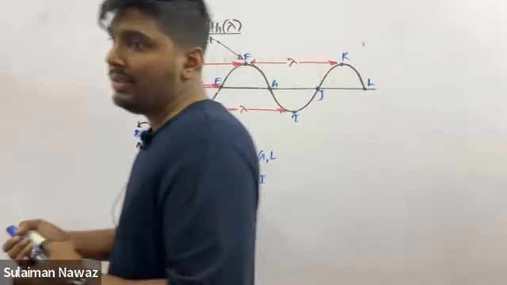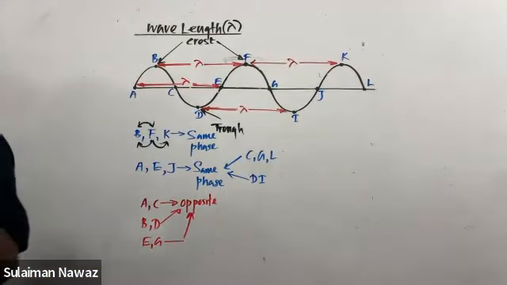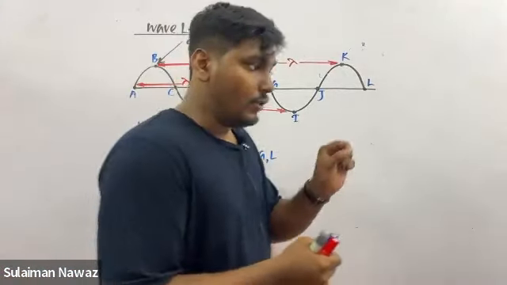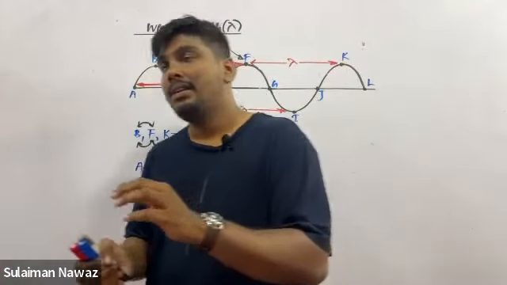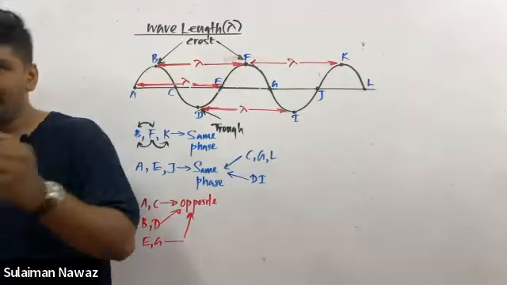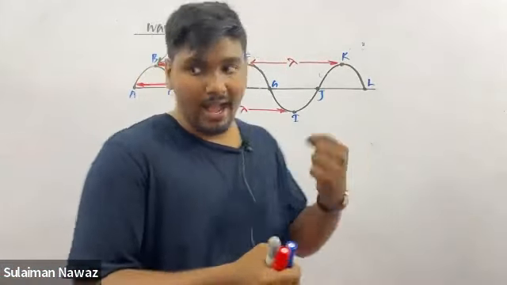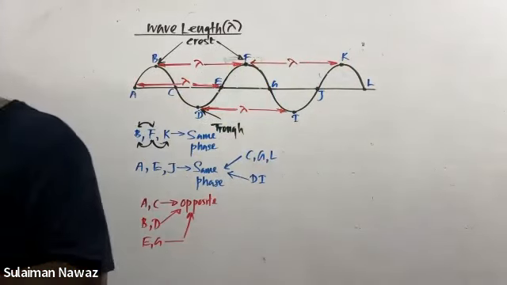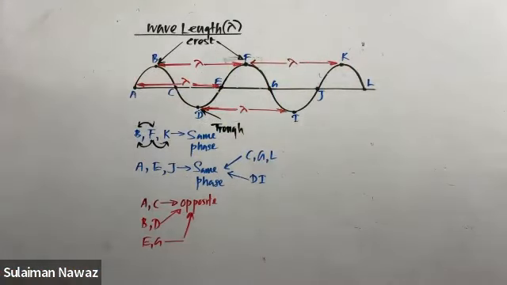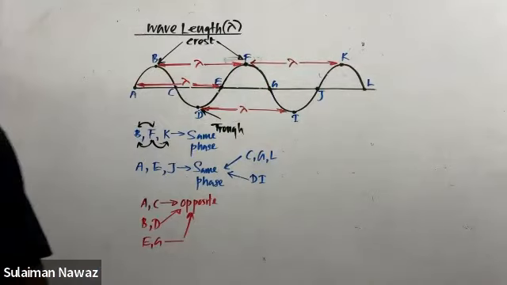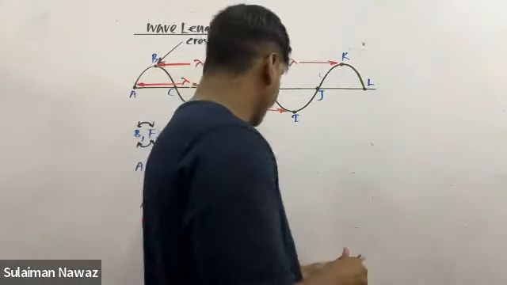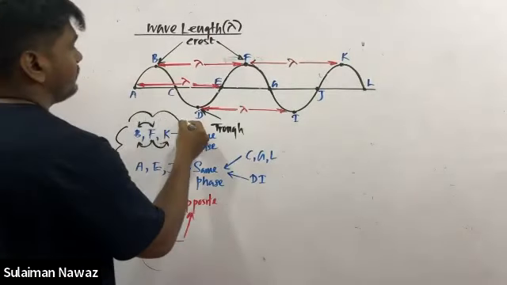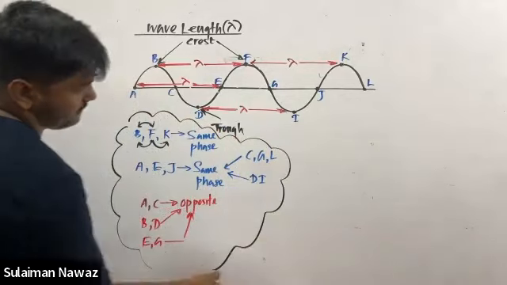Write down: the distance between two successive, if not two consecutive, crests (inside the bracket) or troughs, close the bracket, of the wave is defined as wavelength. Right?